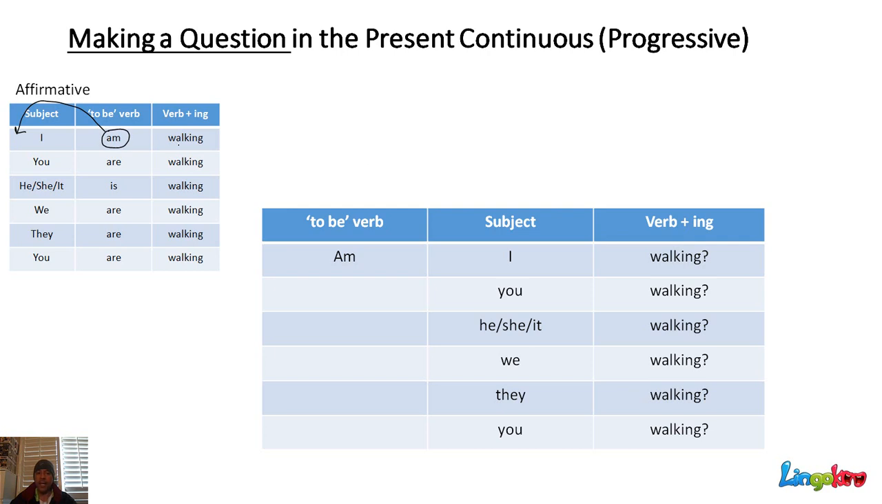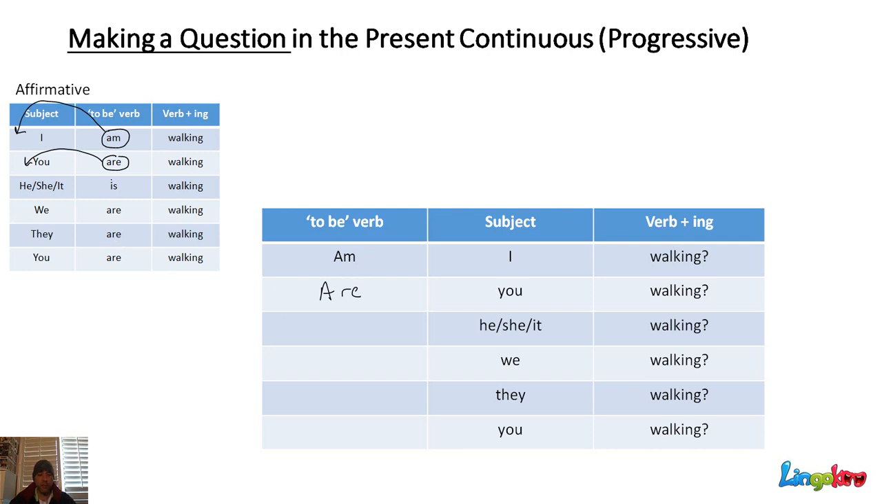So I am walking. If you want to make the question, you put the to be verb in front of the subject, and you have "Am I walking?" And remember to put the question mark. Okay? So here the same. If you have "you are walking," you put the to be verb in front of the subject, and this one becomes "Are you walking?" Remember, you need to put a capital letter and put the question mark at the end. Then we have he, she, it is walking.